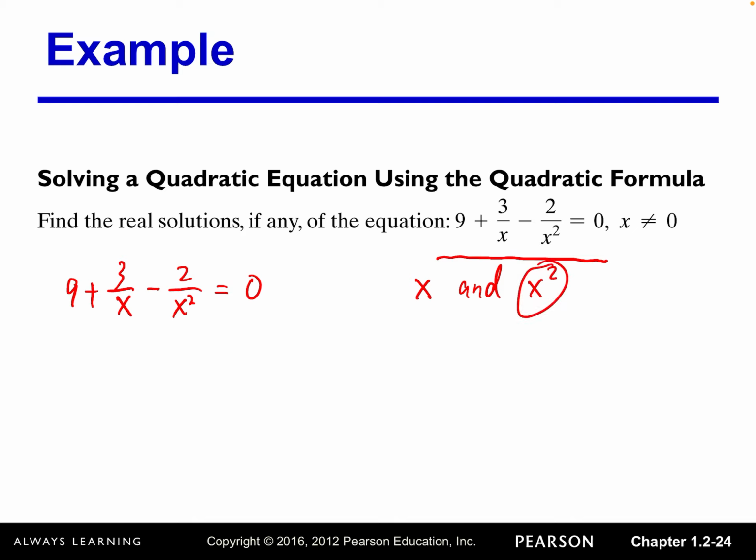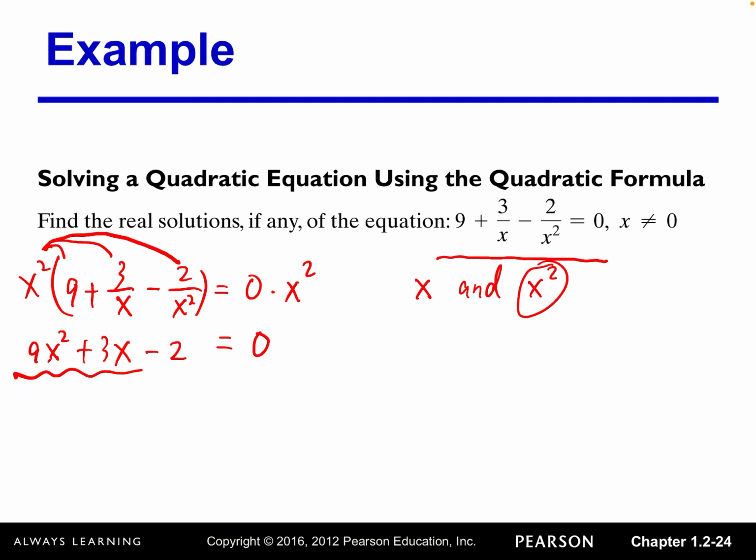The least common denominator is x squared. So we multiply both sides of the equation by x squared. On the right-hand side, 0 multiplied by anything is still 0, so we don't need to worry about that. On the left-hand side, every term we need to multiply by x squared, right? So we have 9x squared, and the second term, x squared cancels one x, so plus 3x. And the third term, x squared cancels out, minus 2. So after multiplying both sides by x squared, we do get a quadratic equation.